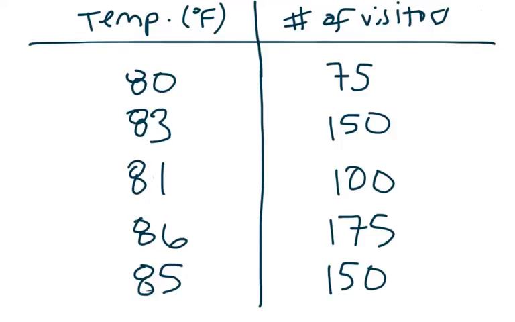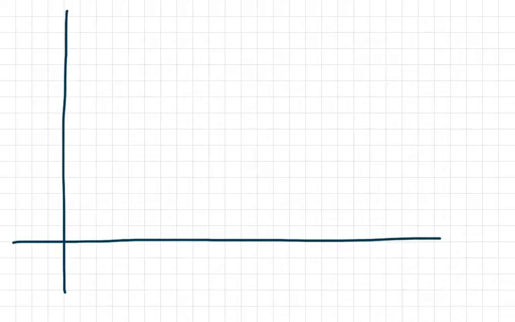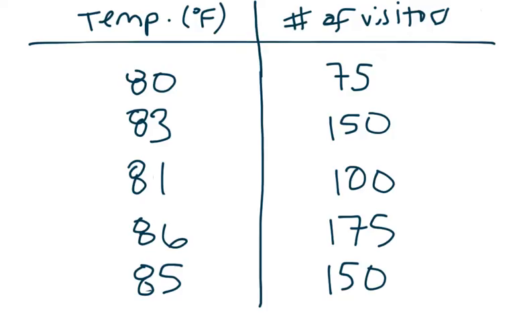Okay, so we are going to look at how to create a scatter plot from some data that we have. The data that we have here is the temperature and the number of visitors to the beach. So the first thing I need to do when I'm going to create a scatter plot here is figure out what is going to go on the x-axis and what is going to go on the y-axis here. What can we label those as?